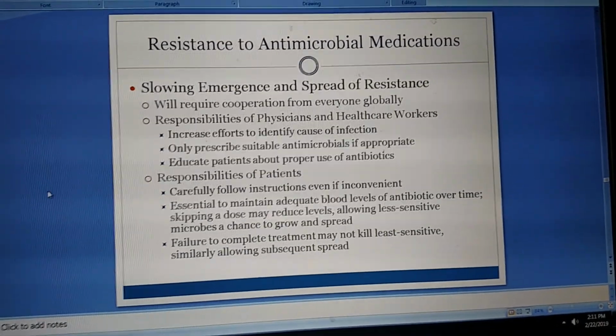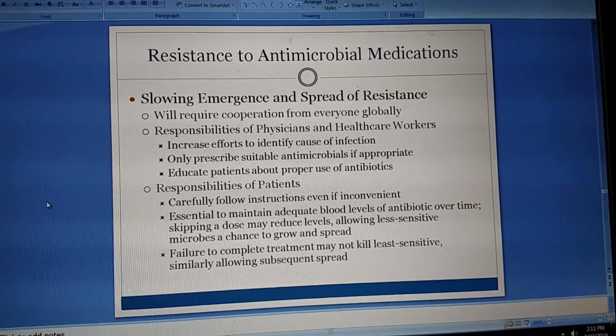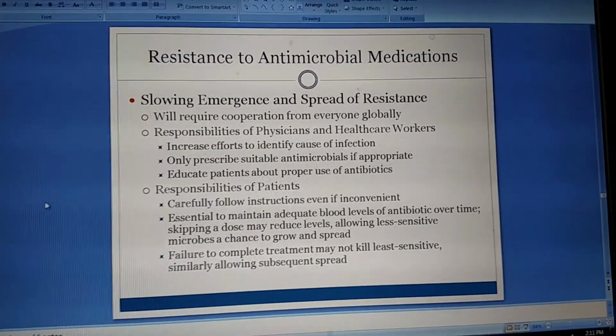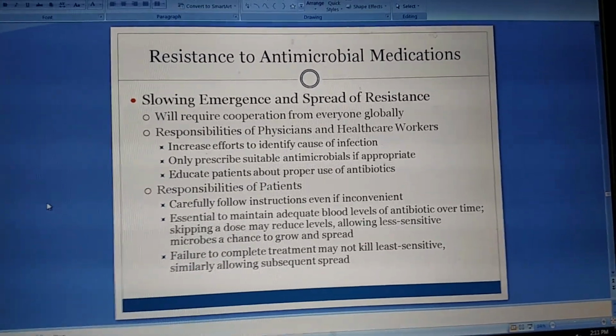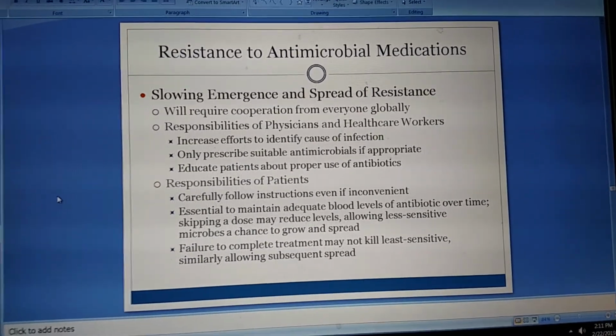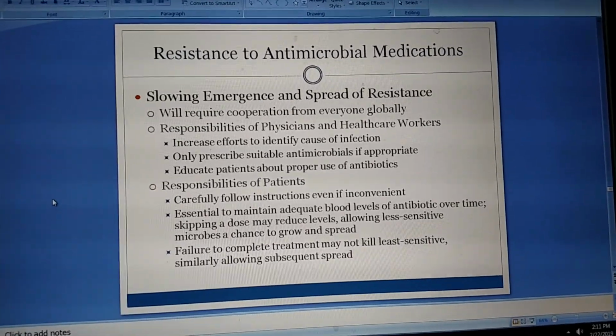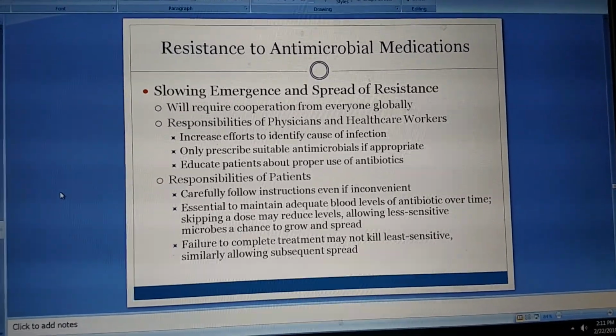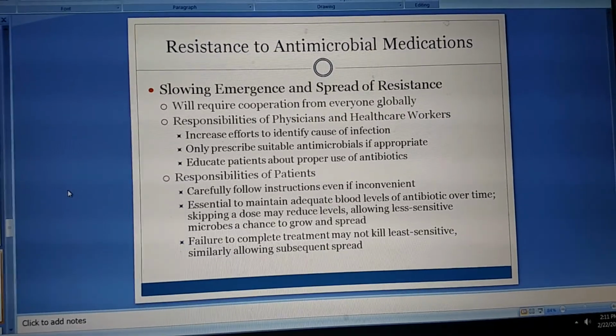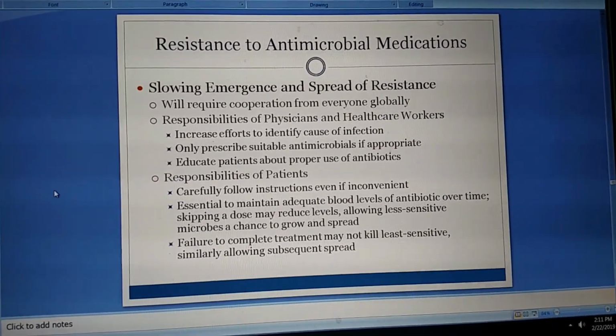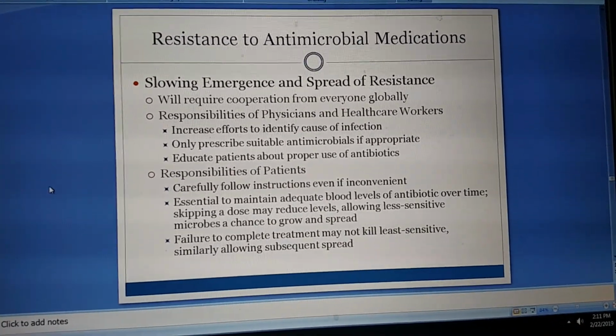In terms of being a patient, you have to be a responsible patient. Follow the instructions even if they're inconvenient. You have to take the antibiotic as frequently as they tell you to. Otherwise, the levels get too low in your blood and it's not actually killing all the organisms. Ones that are less sensitive can actually grow and spread at that point.